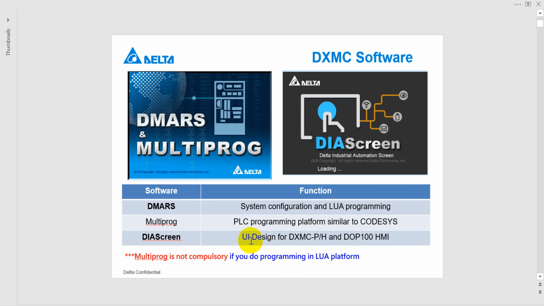And regarding UI design for the DXMC-P panel type and the handheld type, also use DOP100 series. If you use DXMC-S, similar to a standard PLC, then you can use DIAScreen to do the UI design. Here I just want to emphasize one point: Multiprog is not compulsory if you do the programming in Lua, which means you use DMARS.